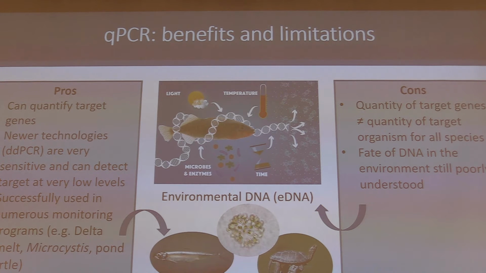Already, though, quantitative PCR is being routinely used for a number of different monitoring programs that might be looking for delta smelt or microcystin or pond turtle. There are a number of different organisms, from microbes to megafauna, that we use qPCR for monitoring in aquatic environments. One of the other cool things is that some of the newer technologies, such as droplet digital PCR, are super sensitive, and so they can detect the target gene of your organism at super low levels, which is really great if some of these organisms are especially rare or difficult to detect out in the wild.